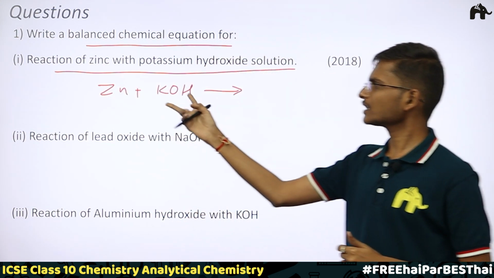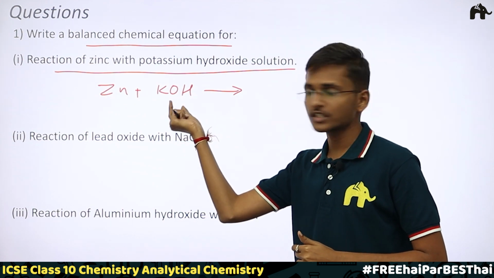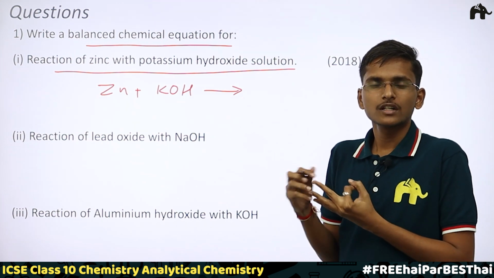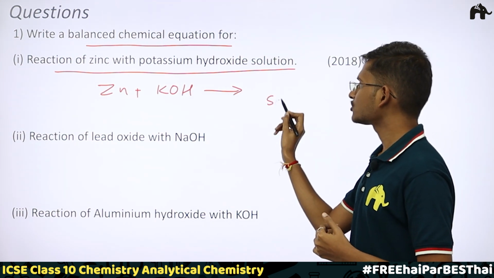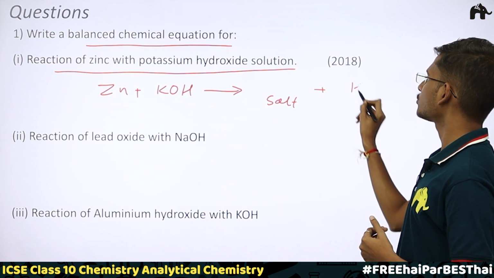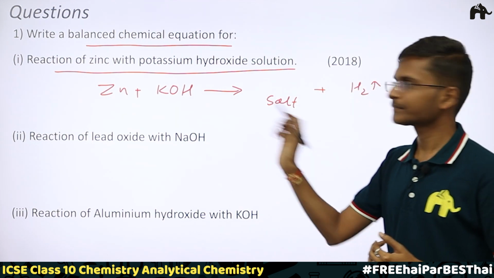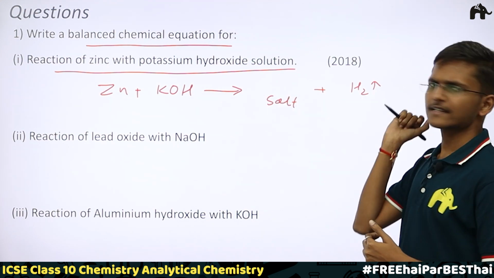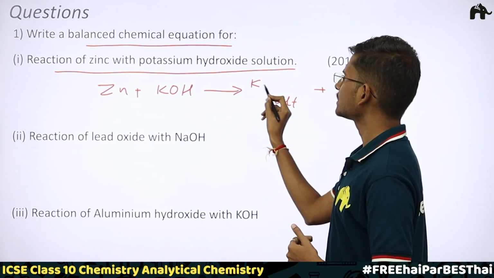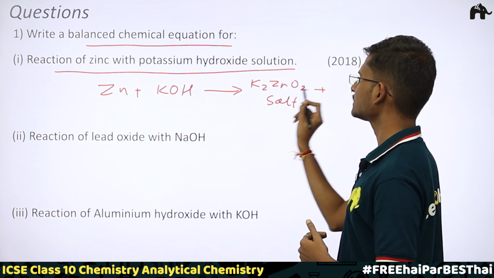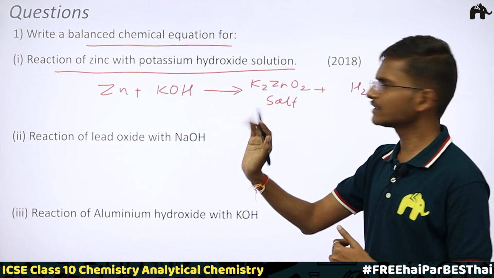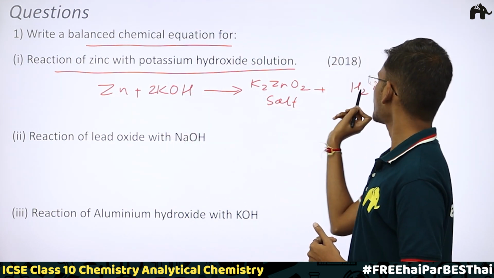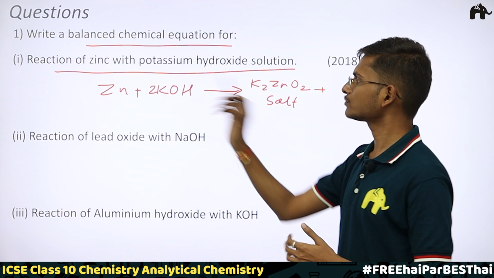Now we know the action of alkalis NaOH and KOH on these metals, zinc, aluminium and lead. What is their action? They form a metallic salt and they release hydrogen gas, right? We have studied the first action of alkalis on metals. Now which salt would it form? Simple, K2ZnO2, potassium zincate, and hydrogen gas. Now balance it. K2, K2, zinc 1, zinc 1, O2, hydrogen 2. So O2, hydrogen 2, balanced.